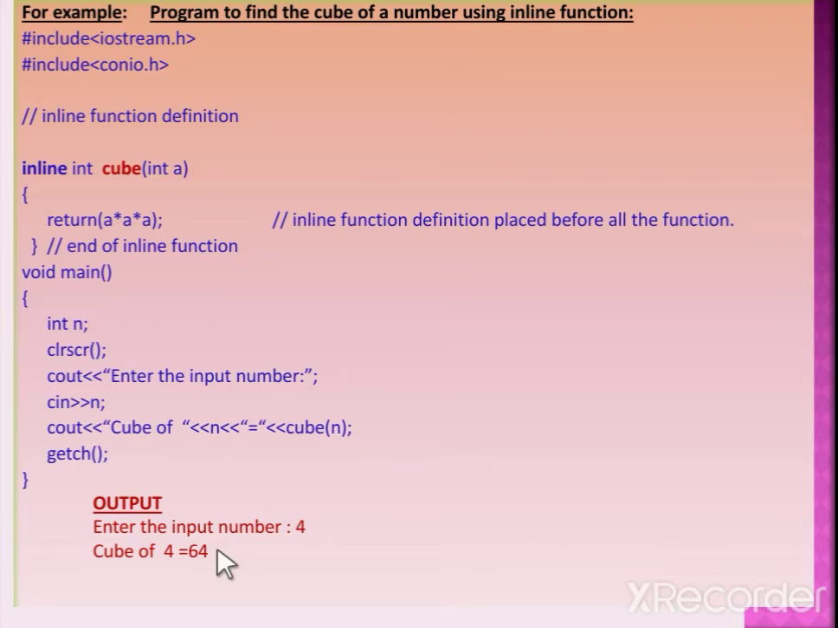Okay, enter the input number 4, cube of 4. What happened here? See here, cube of 4 means 4 into 4 into 4, that is cube of 4 is equal to 64. You will get the output as 64.